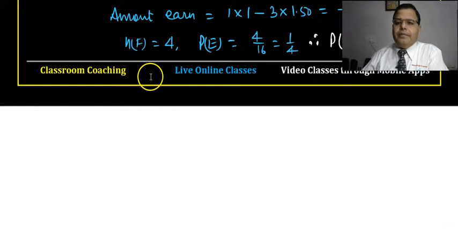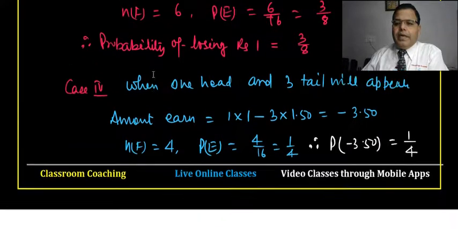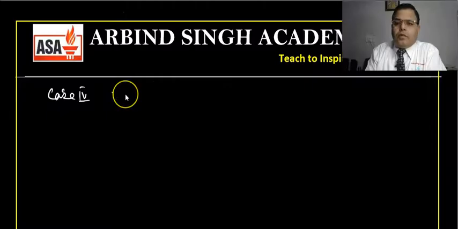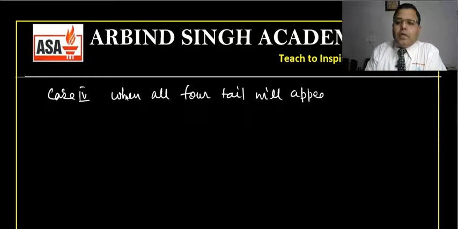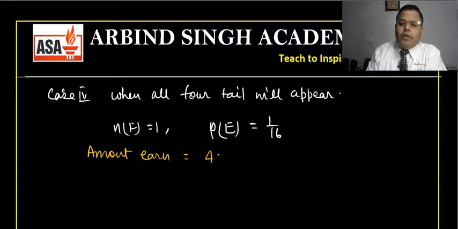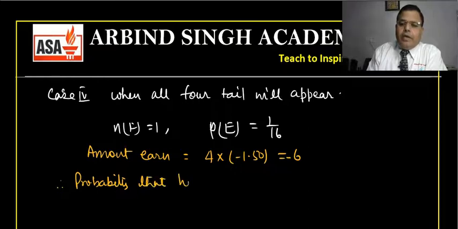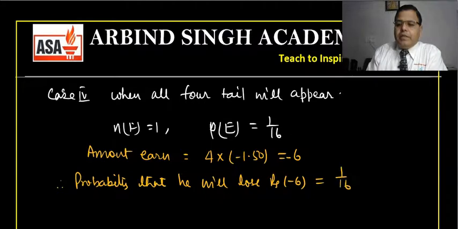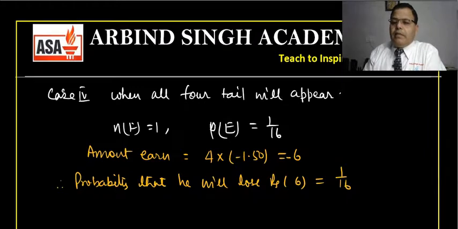And the next case, when all 4 tails will appear, in that case what will happen? When all 4 tails appear, the favorable outcome will be 1, and the probability of the event will be 1 by 16, and the amount earned will be 4 into minus 1.50, that is minus 6. So he will lose, therefore the probability that he will lose 6 is 1 by 16. That will be the answer.